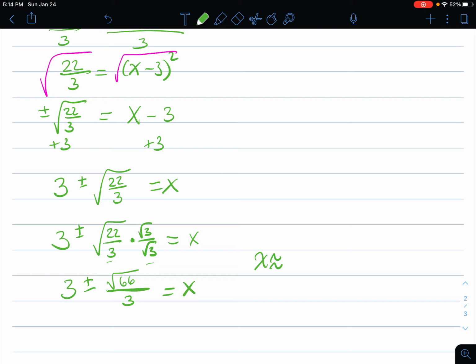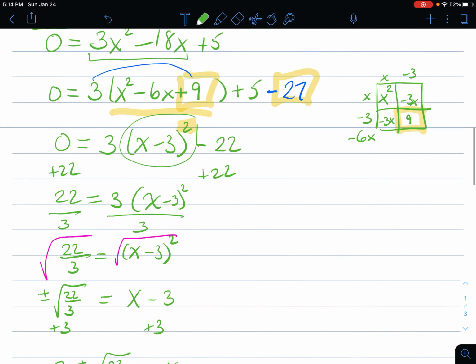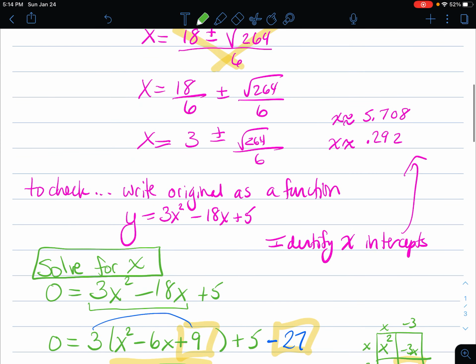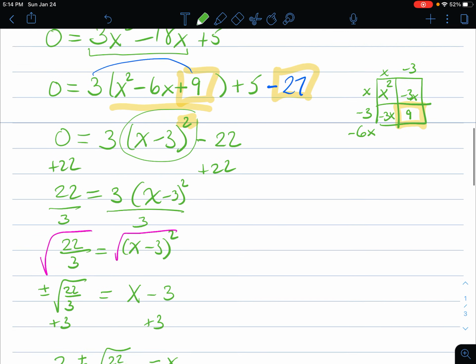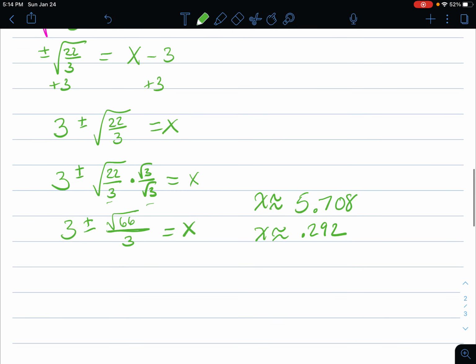Now let's see what x is approximately equal to. So we'd have the square root of 66, and we're going to divide that by 3, and then we'll add 3, which is approximately 5.708. And let's go ahead and do the subtraction. So we'll do 3 minus the square root of 66 divided by 3, and we get approximately 0.292. And we have the same answer as when we did the quadratic formula.